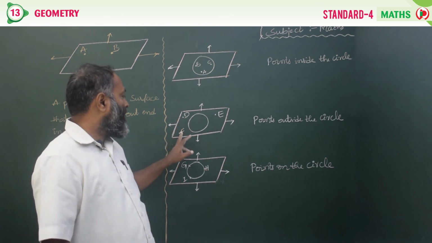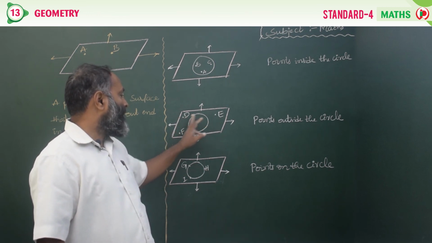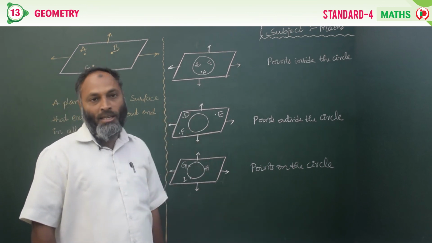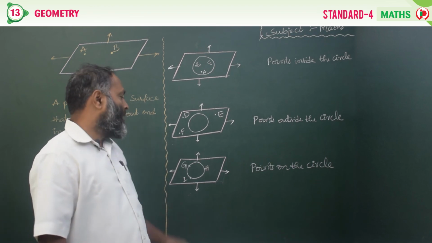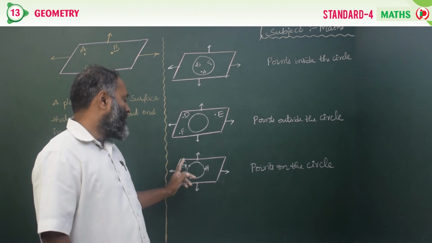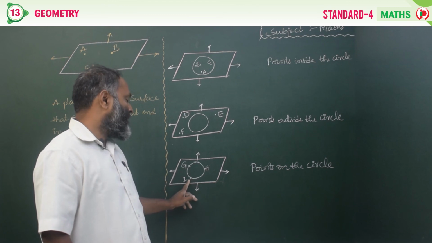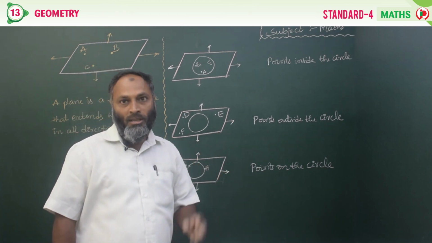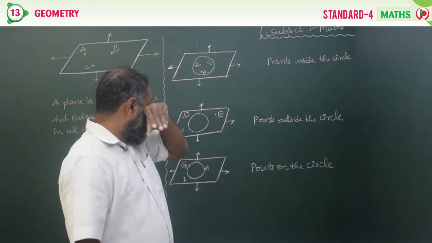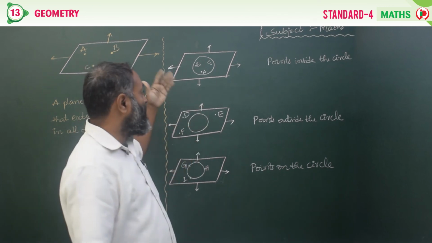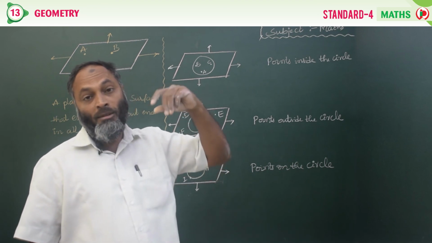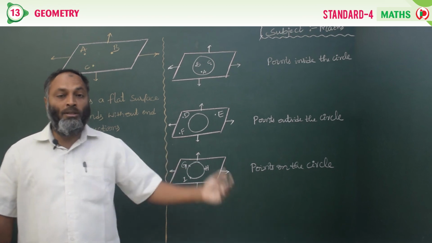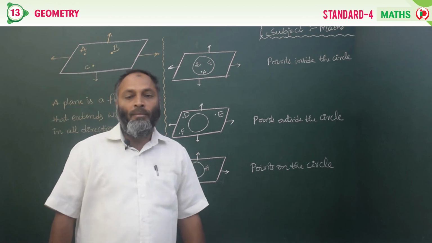Here D, E, F, how are these 3 points? These 3 points are outside the circle. Then G, H and I, these 3 points are on the circle. So it means the circle divides the plane into 3 categories. That is, the points may be inside the circle, on the circle, or outside the circle. Okay, okay students.